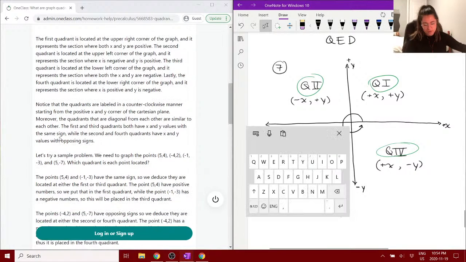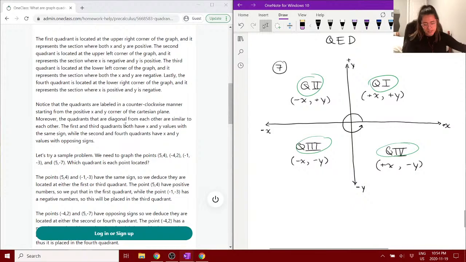And then we also notice it says here that when quadrants are diagonal from each other, they are similar, as in we both have the same signs. So this one has two of the same signs here, this has two of the same signs, and then for these across from each other, we have one negative and one positive, one positive, one negative, same thing.